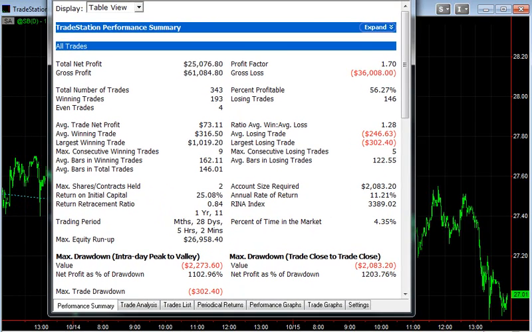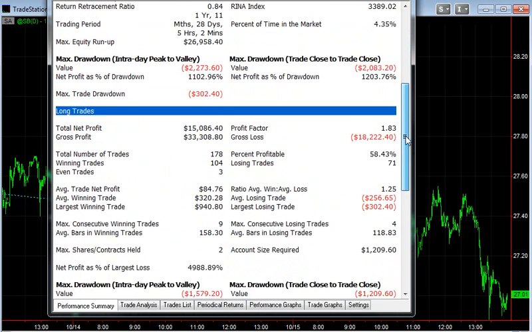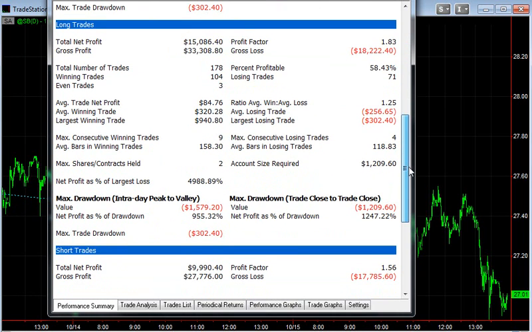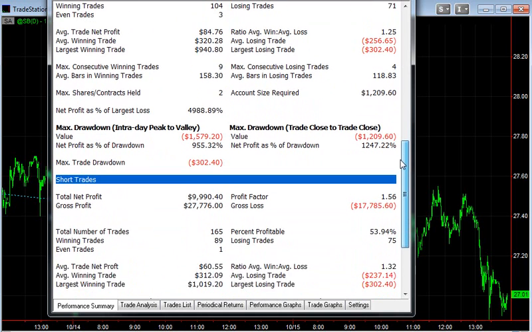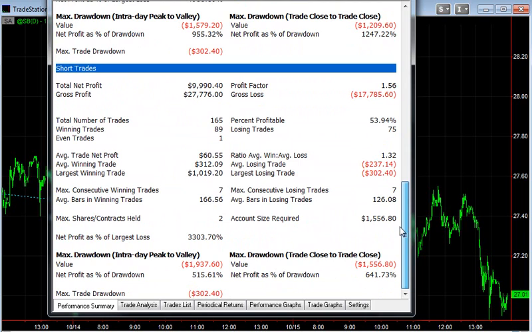Before I do that, though, I want to look at the separate long and short trades. So I'm going to scroll down here. You see the long trades are responsible for 15,000. You get 84 average profit per trade, small drawdown, and the short trade $60. Pretty small drawdown there as well.